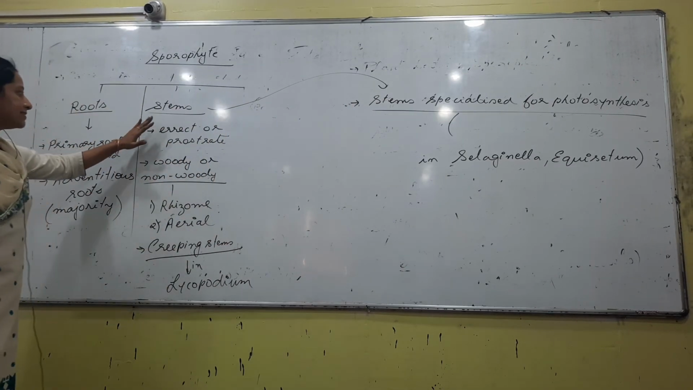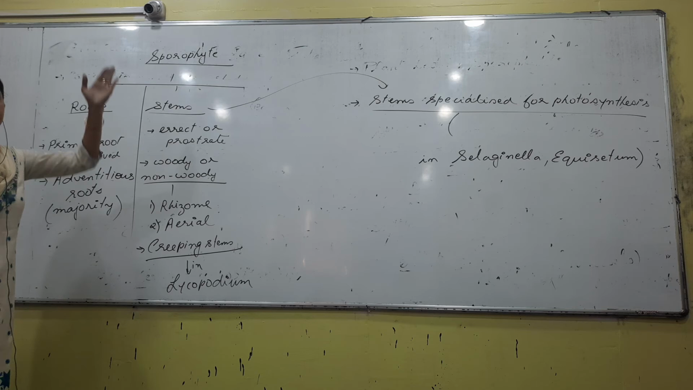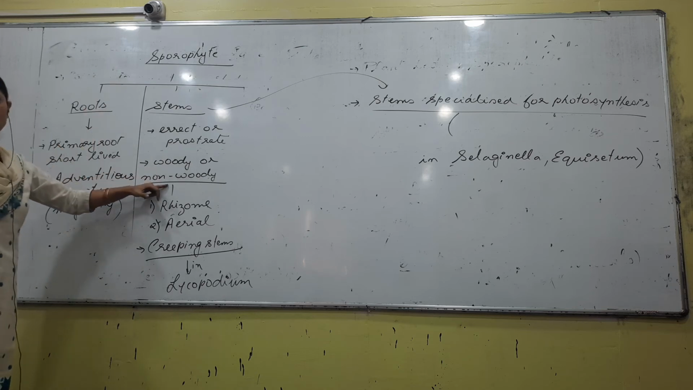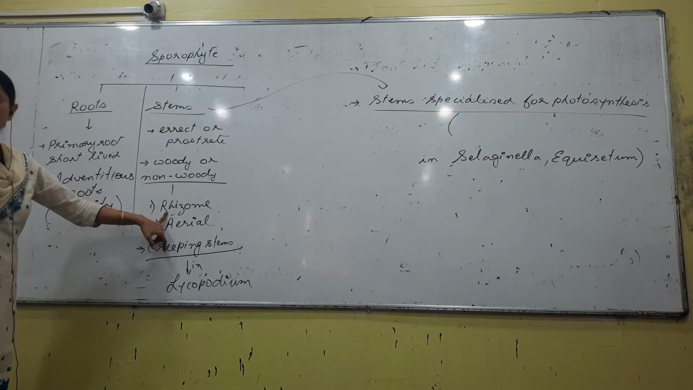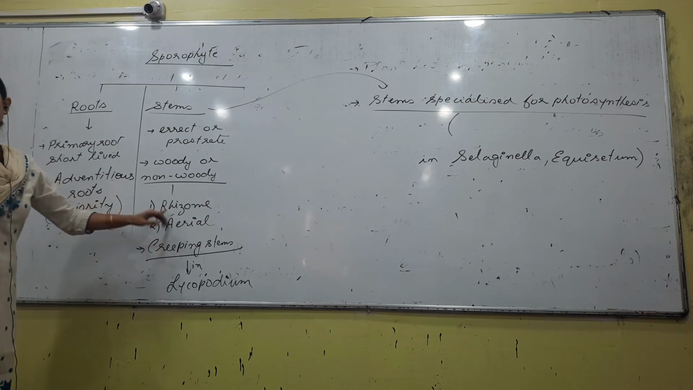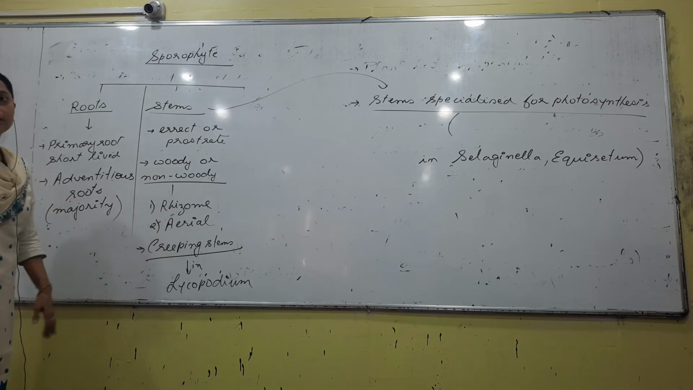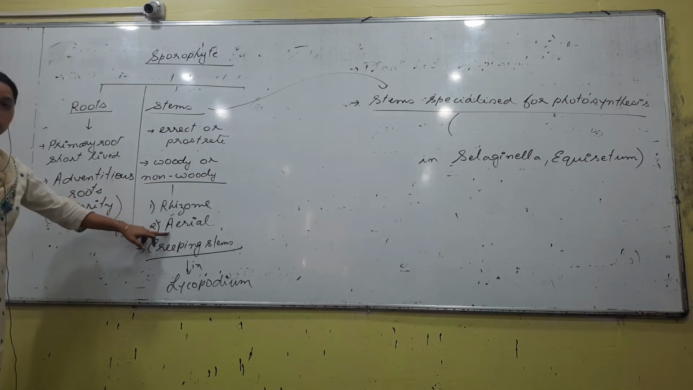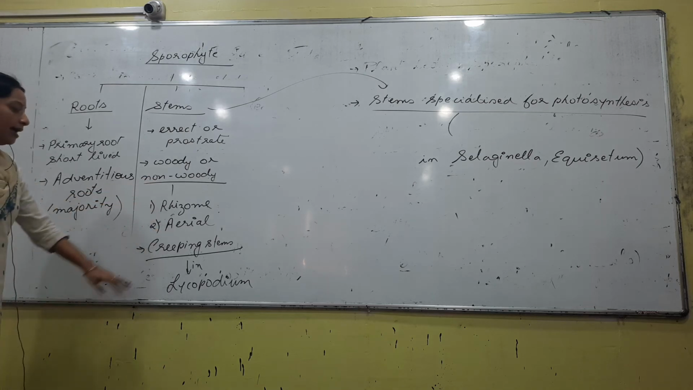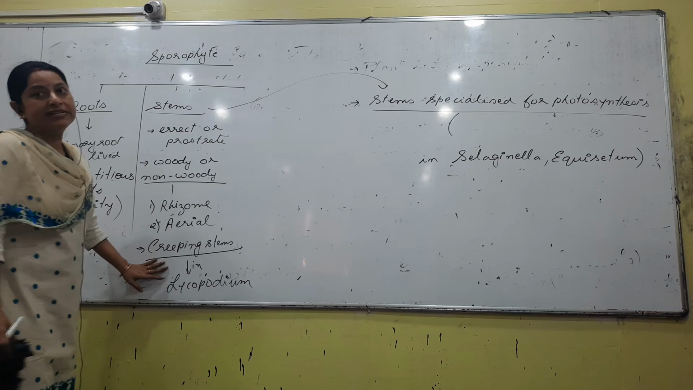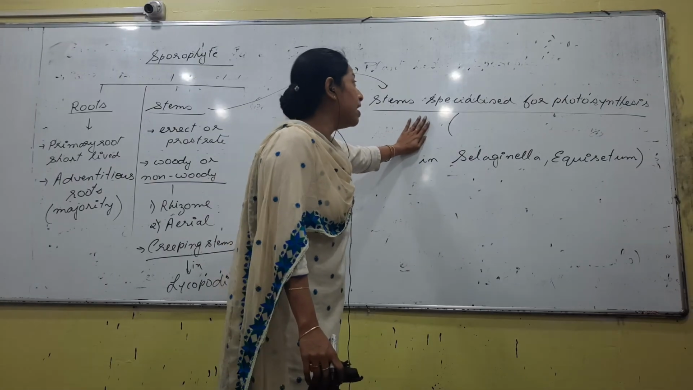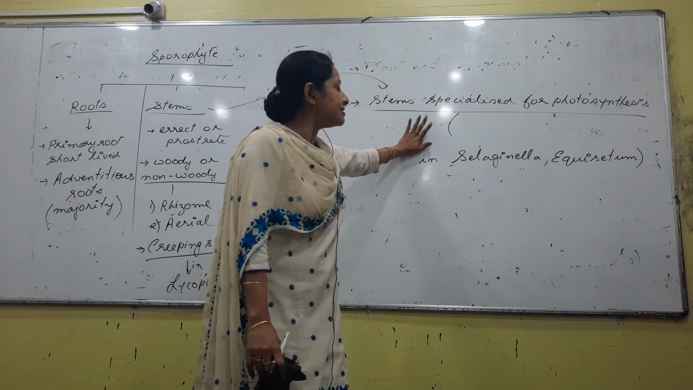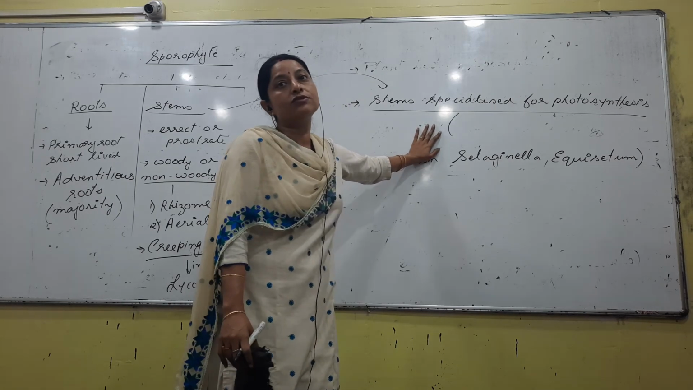In case of stems, erect or prostrate, we understand erect or prostrate, woody or non-woody, right? If you are talking about non-woody, it could be rhizome or it could be aerial. When we talk about rhizome, obviously we are talking about underground. So if it's non-woody, it could be underground or it could be aerial, above the ground. We also have examples of creeping stem and climbers, for example Lycopodium.